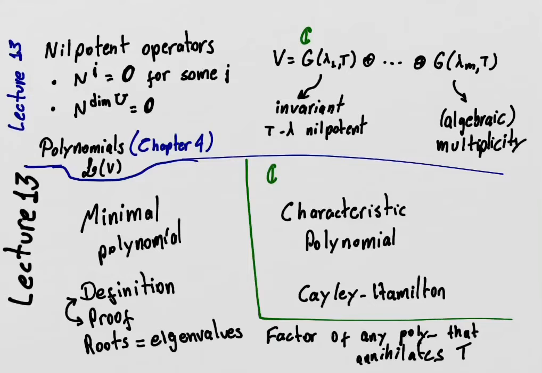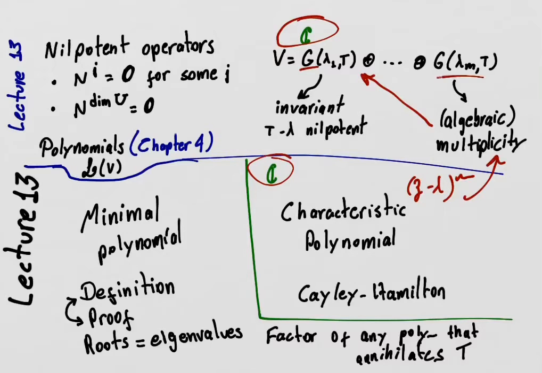Then we moved completely to the world where the field is complex, and then we defined the characteristic polynomial as the polynomial of the form z minus lambda to the power the multiplicity of lambda, where the multiplicity has been defined as the dimension of these spaces, and we know the dimension of these spaces, they add up to n, so the characteristic polynomial has degree n. And we saw the Cayley-Hamilton theorem.